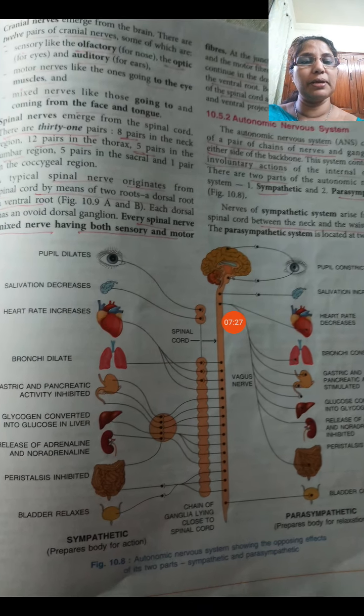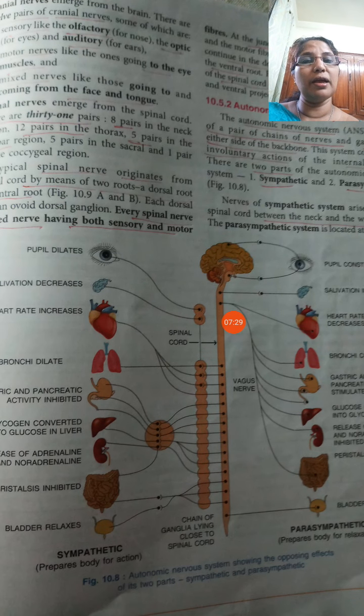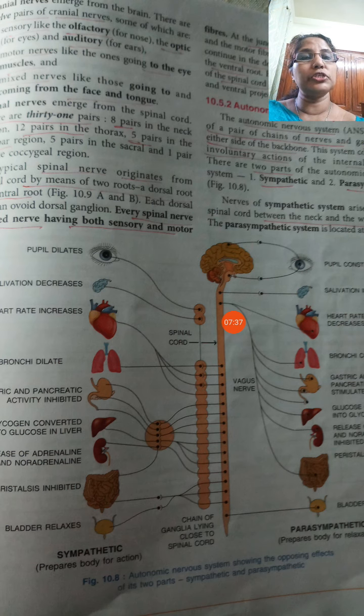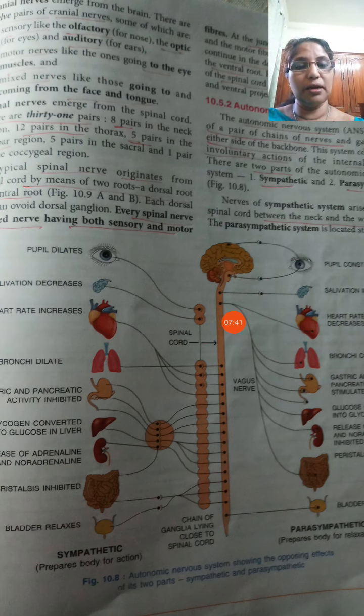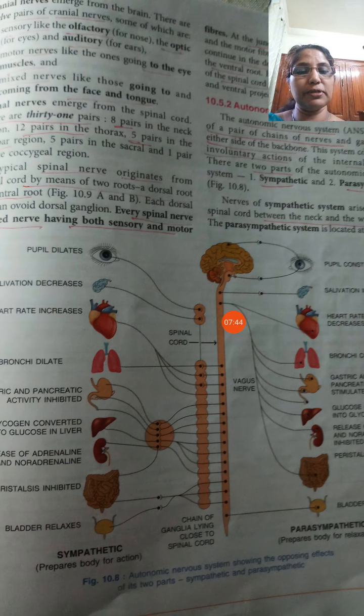Autonomic nervous system means a pair of ganglia lying on either side of the spinal cord. Its position you can see. Ganglia means accumulation of nerve cells. A group of nerve cells is the ganglia. Here you can see the autonomic nervous system. It has two parts, the sympathetic and the parasympathetic part.